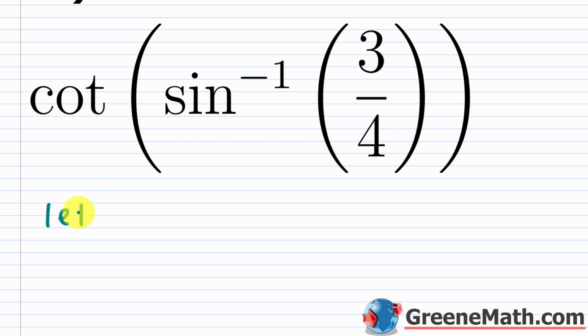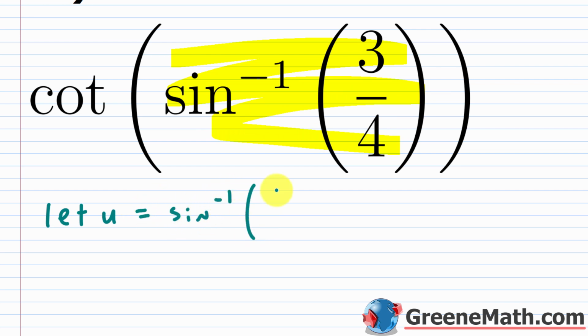I'm going to let u be equal to the argument for the cotangent function. So basically it would say this is equal to the inverse sine of this 3/4. And once we do that, we can then say that the sine of u is equal to 3/4. Now, we're going to end up just replacing this, again, with u. So we want to find the cotangent of u.